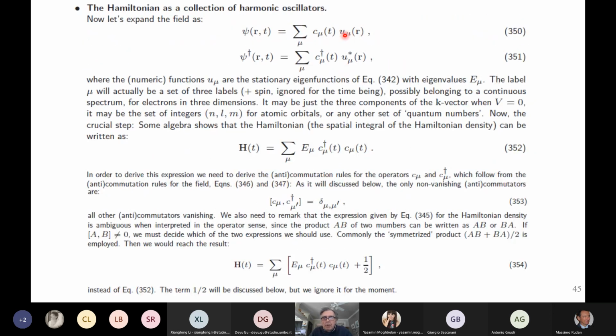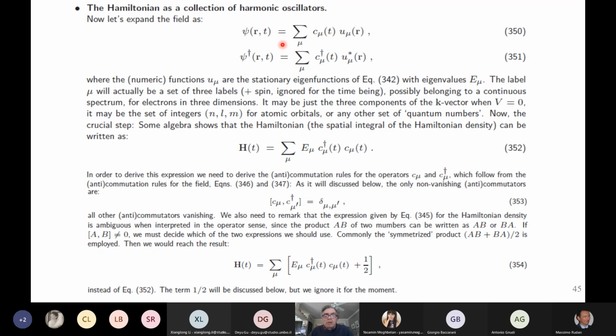And this u sub mu of r, these are just the eigenfunctions of the time-independent Schrödinger equation that I have, and their time dependence will be given simply by e to the minus i E mu over h bar t. Okay, and let's expand my general wave function. Again, I'm sticking to the conventional quantum mechanics. My wave function will be, in general, a solution of the general equation, a linear superposition of these states where these coefficients can evolve in time, if I'm looking at the time dependence.